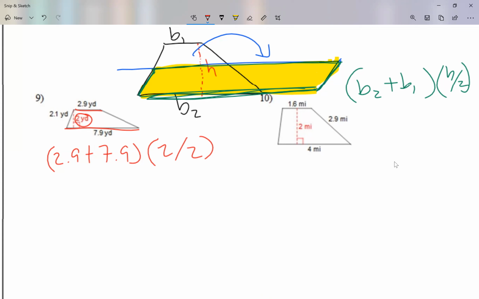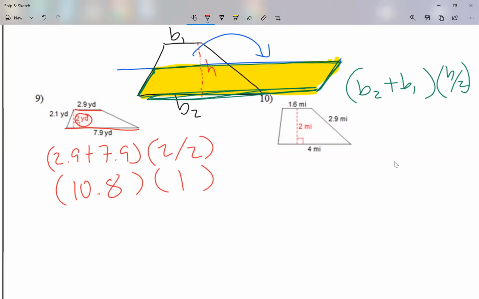Now be careful on how you type this. I wouldn't type the whole thing at once. Instead, look at this as two separate parentheses. The first parentheses, 2.9 plus 7.9, happens to give me 10.8. Like I said, look at each parentheses individually. That gives me 10.8. Now the second parentheses, what's 2 divided by 2? That's 1. Notice I solved each parentheses individually, one at a time.